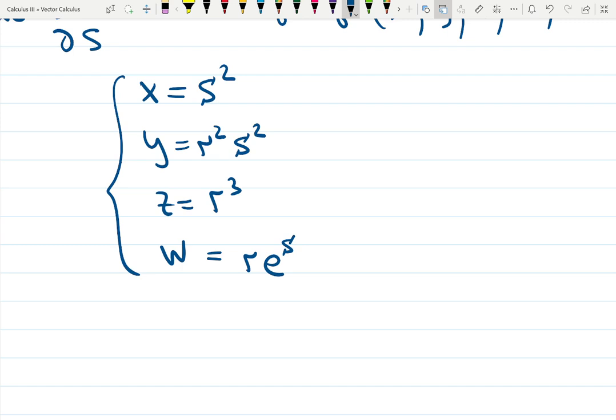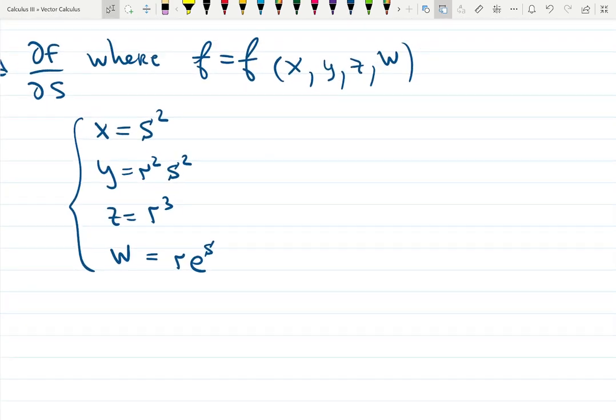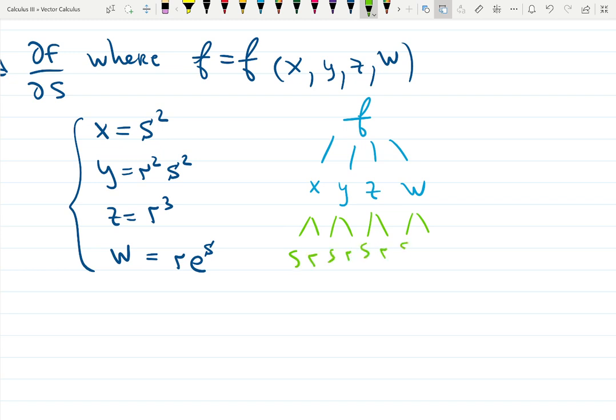So I was trying to teach you not to have a diagram, but if you want to have a diagram, you can. The diagram looks like so. F has 4 inputs, x, y, z, w, and each depends on 2 variables, S and R, S and R, S and R, S and R, S and R.